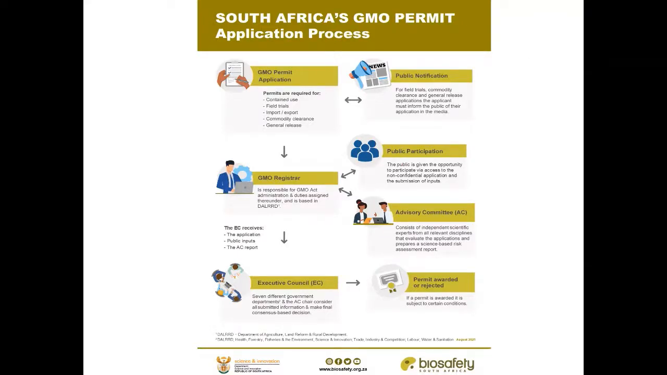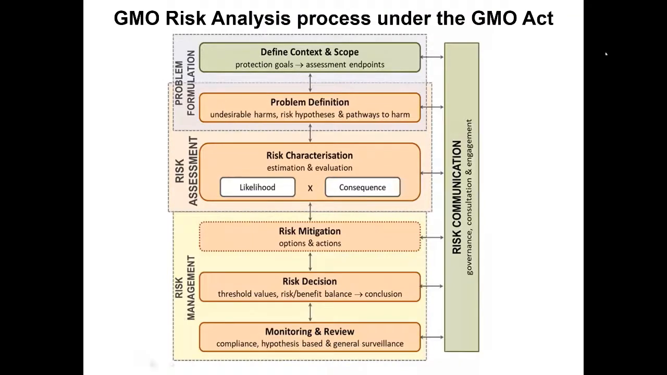Then South Africa also follows what they call a three-tiered approach risk analysis process. So this is the process whereby the application that has been received will be scrutinized in more detail by the committee, the subcommittee, and also the Executive Council. So I also won't go into detail about this, but just to show you that there are different steps which will go at looking at what are our protection goals in the country when it comes to the environment, human health, and so on.